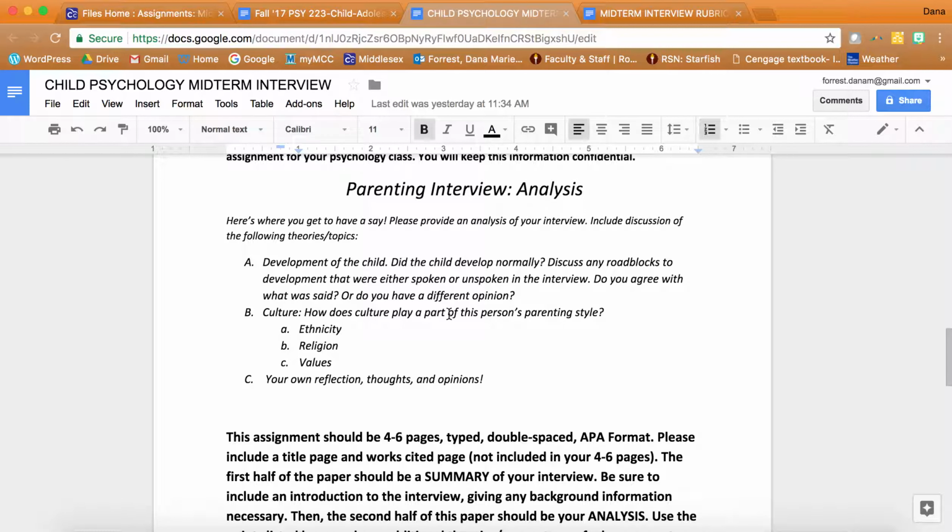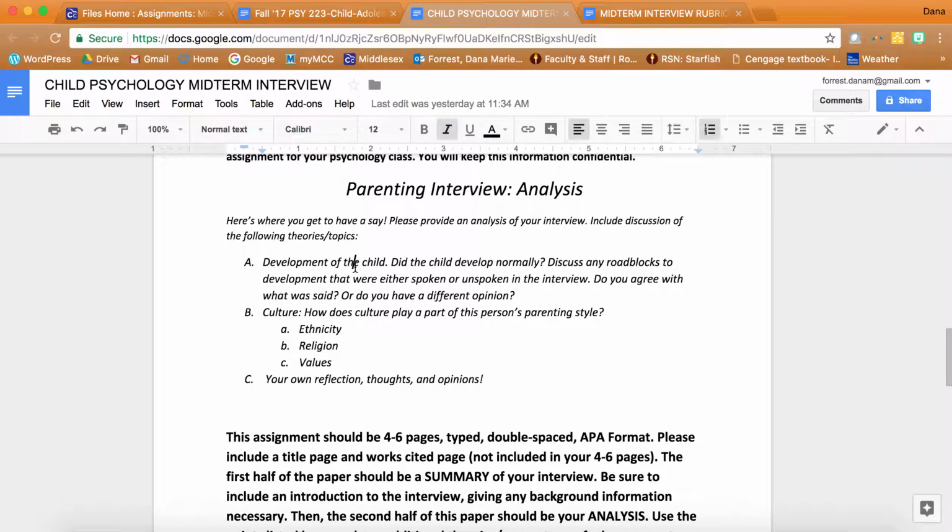So that's the first half of the paper. You're going to create a summary of the interview. In the second half of the paper, you're going to analyze the summary, and you're going to tell me your opinion in this part. The first part of the paper is basically just reporting on the story, and in your analysis is where you'll tell me what you really think.